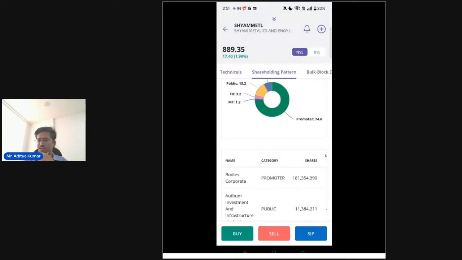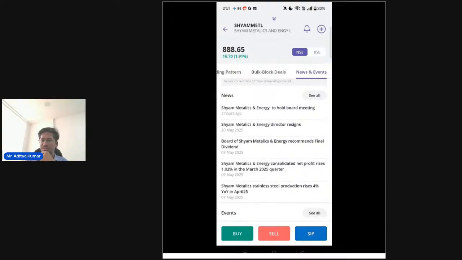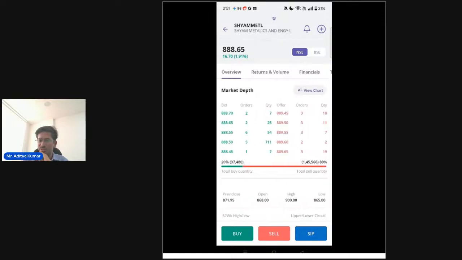Then we have the bulk block, then the news events. As you can see, these are about the stock and how the company is performing, such as the earnings reports or new projects which can affect its price. So, overall, I just wanted to discuss with you that these tools will give you everything that you need to decide if a stock is worth investing in or not.